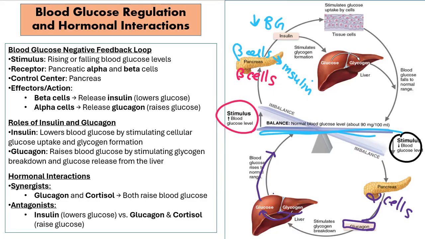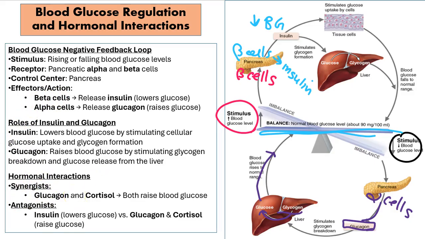How do they do it? Well, beta cells are used to release insulin to decrease blood glucose, and alpha cells are used to release glucagon, which is going to raise our glucose. Okay. Now we also can have hormonal interactions that are synergistic.